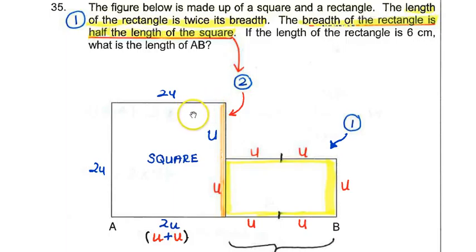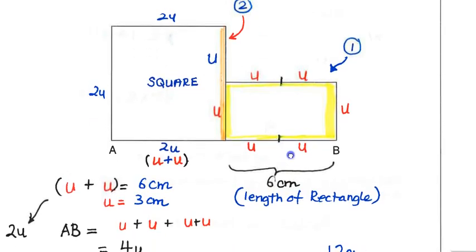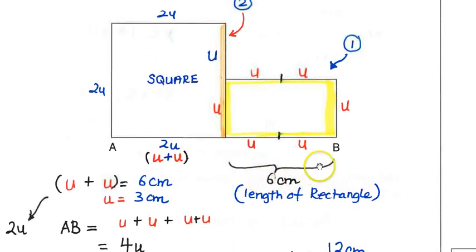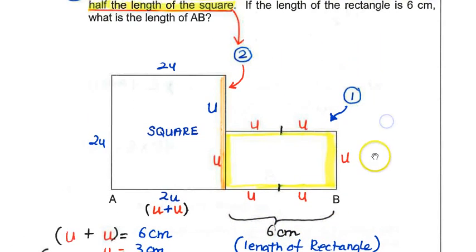If the length of the rectangle is 6 cm, where is the rectangle? The rectangle is 6 cm. This part is 6, right? 6 cm. Take a look. What is the question? What is the length of AB? Where is AB? AB means here plus here, right? From here you can already see this is 2U and this is 2U. The length of AB is actually 2U plus 2U, which is 4U.